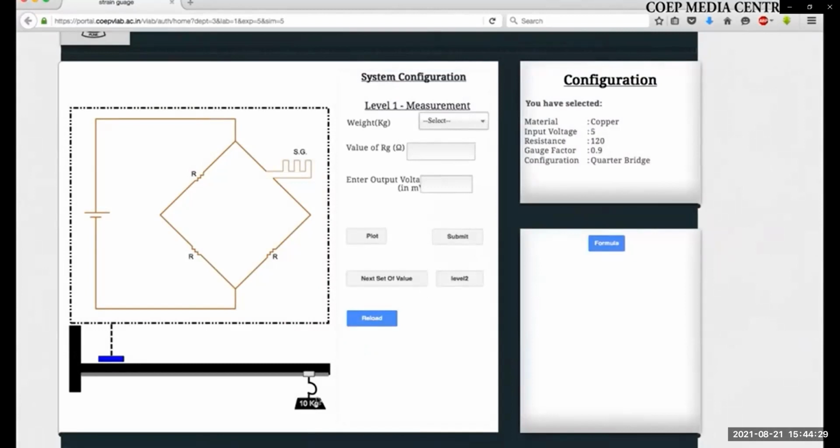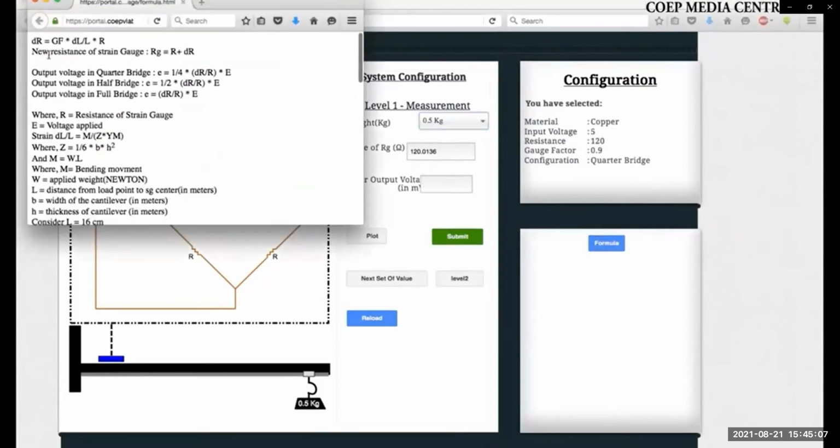Now you will have to keep on adding weights on this cantilever beam, and the strain gauge is installed at this point where the maximum sensitivity would be there. So you will select how much weight you want to add. For example, if you have added 0.5 kg, the RG value, or the resistance of the gauge, would be 120.0136. Then calculate the output voltage in millivolt by using this formula.